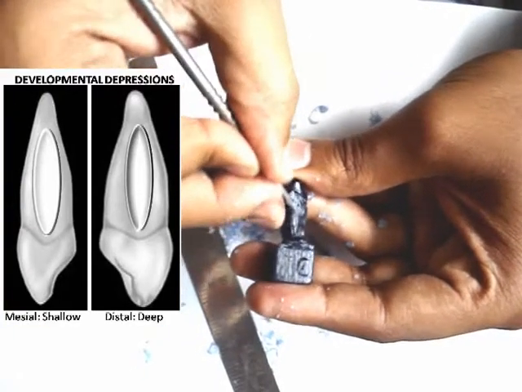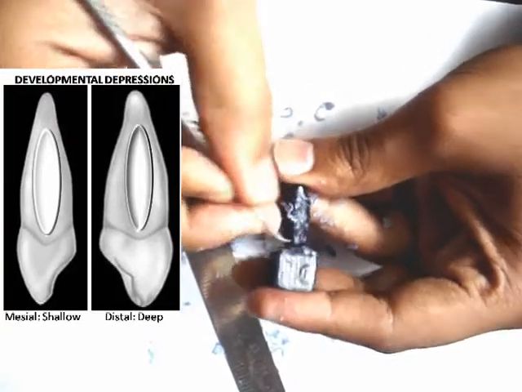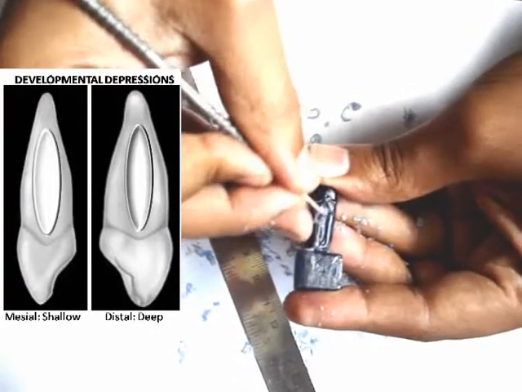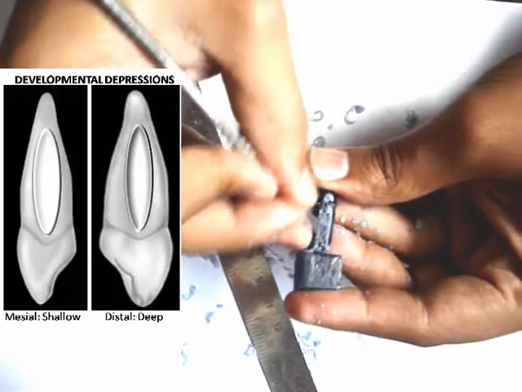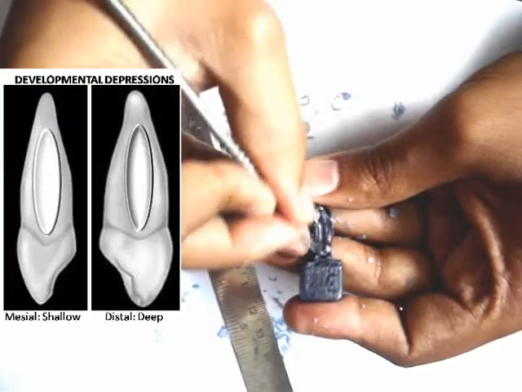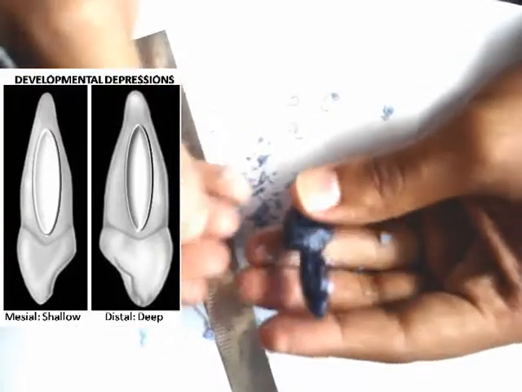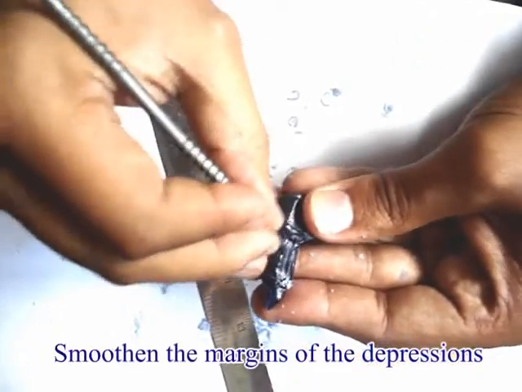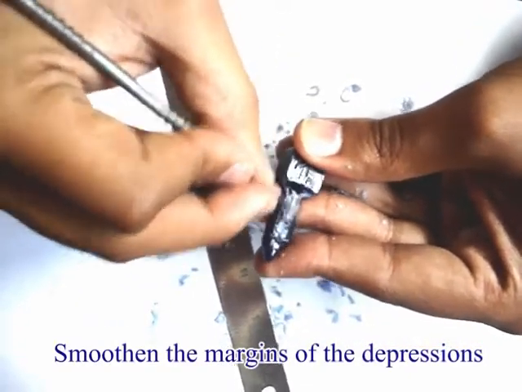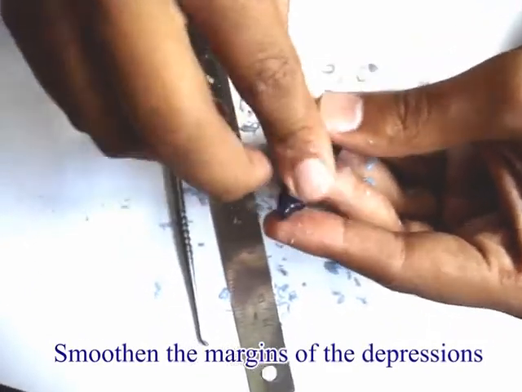We remove a layer of wax on the mesial and distal aspect equally initially. Later on, we remove an extra layer of wax from the distal aspect, which will make the distal concavity or depression more pronounced. We smoothen the outlines of the developmental depression, and then we polish the tooth surface.